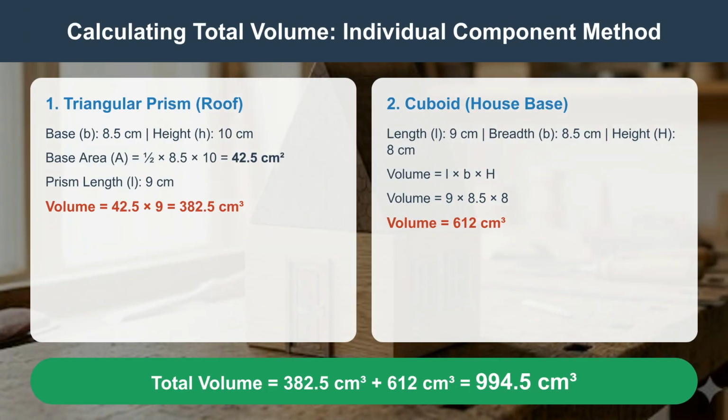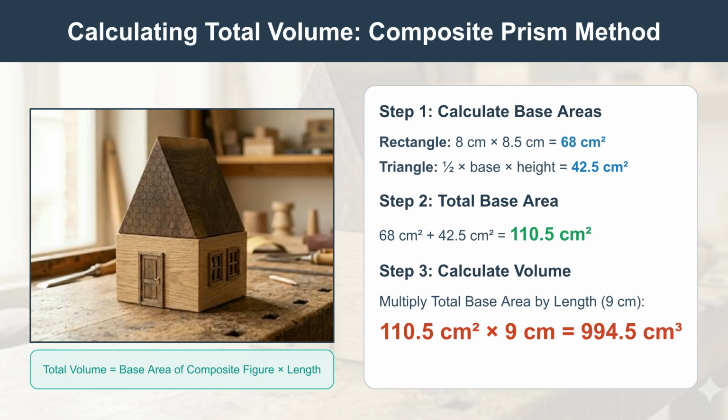Using the individual component method, we calculate the volume of the triangular prism to be 382.5 cubic centimeters and the cuboid volume to be 612 cubic centimeters. The total volume is 994.5 cubic centimeters. Using the composite prism method, we find the total base area is 110.5 square centimeters. Multiplying this by the length of 9 centimeters gives the same total volume of 994.5 cubic centimeters.